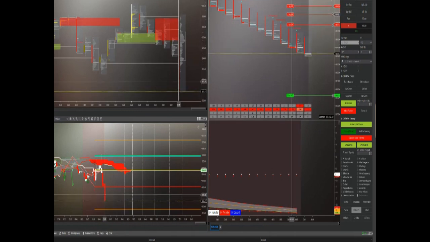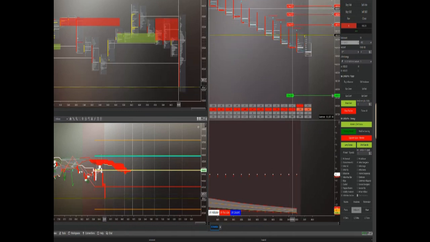Starting to overlap. Okay, we broke through that.